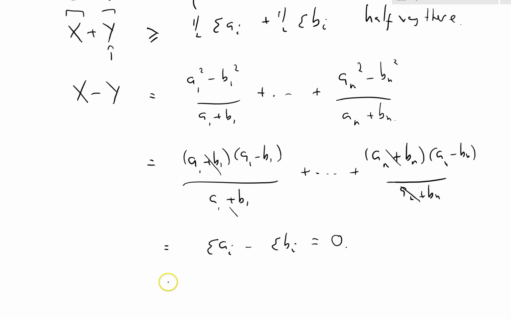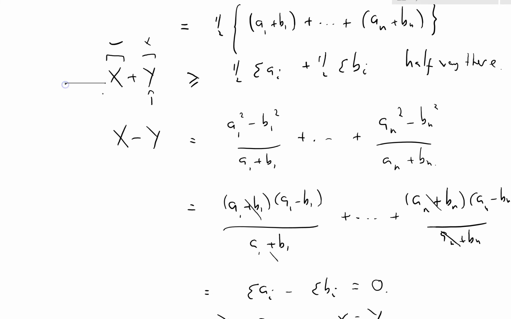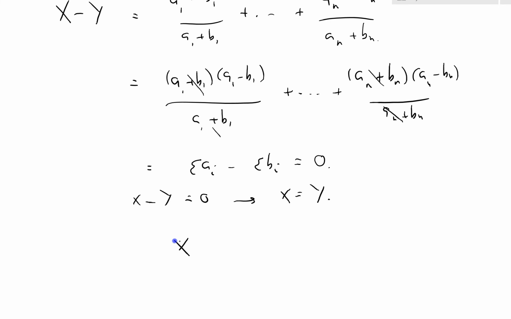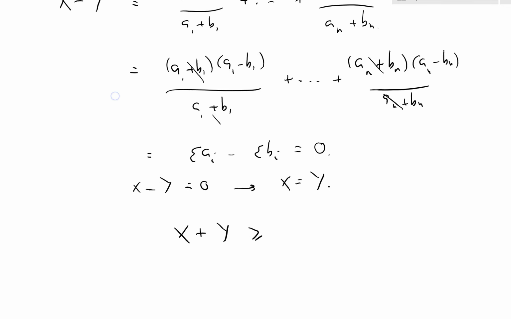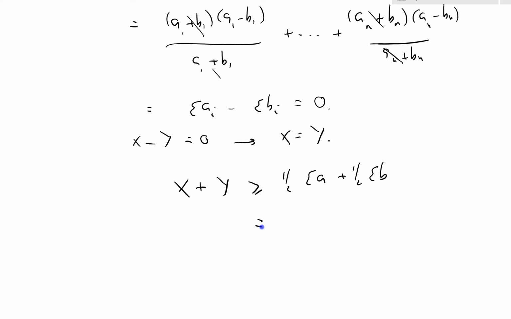Ho ho. So that tells us x minus y equals 0. So that tells us that x equals y. And now we've done it. Because here we know that x plus y is greater than or equal to a half sigma a plus a half sigma b, which equals sigma a. And therefore 2x is greater than or equal to sigma a, so x is greater than or equal to a half sigma a, because x equals y. So QED.